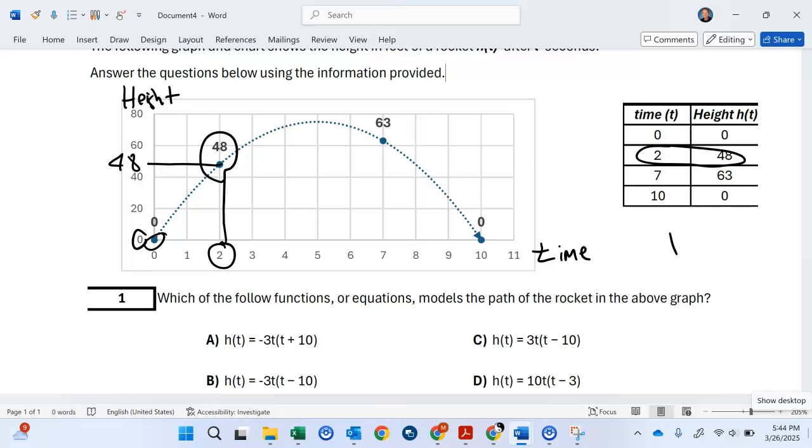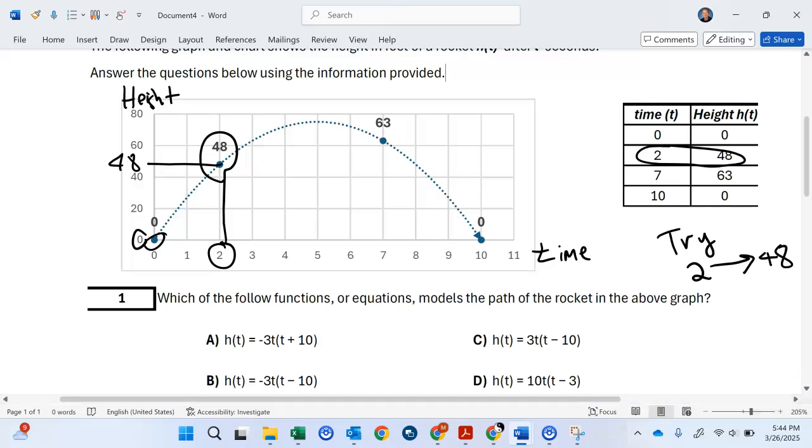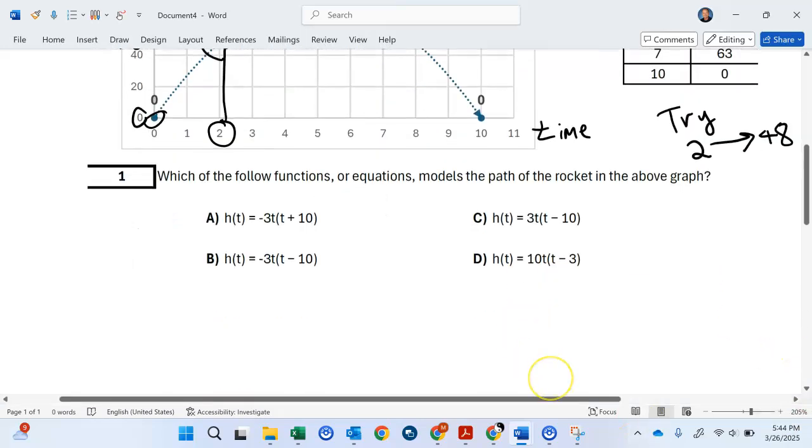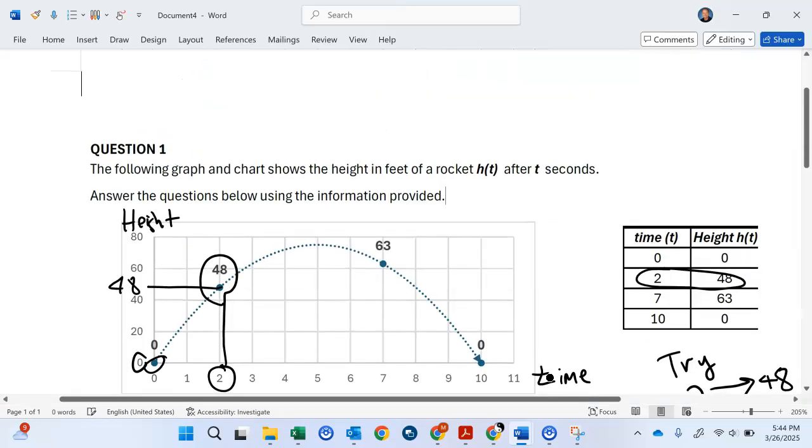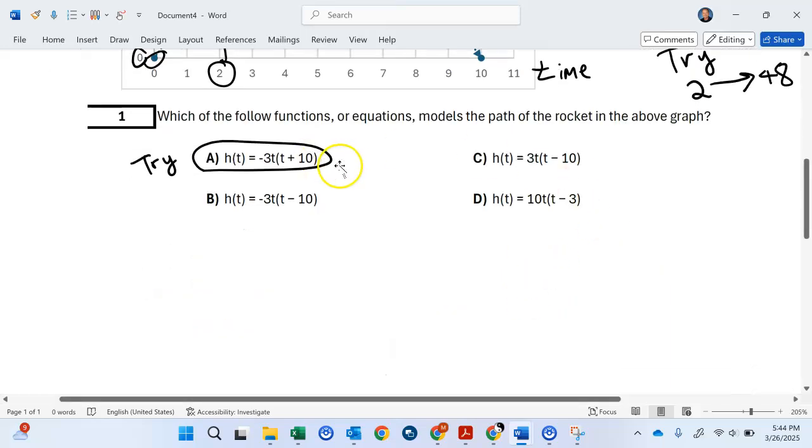So now we're going to try 2 to see if it gives us 48 in these functions right here and here. That's what we're going to try. So let's try A first. We don't know that it's correct, so I don't want to circle it, but I'm going to try it. So I'm going to get my calculator.